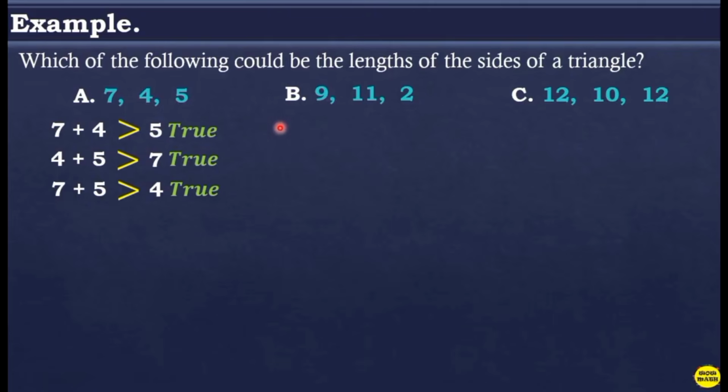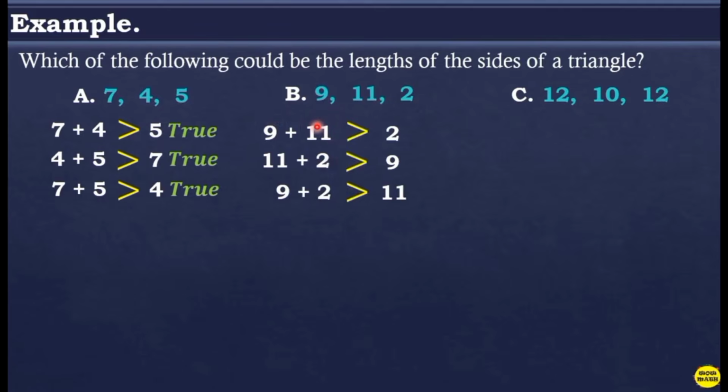So, i-list muna natin lahat ng any two sides ng triangle. So, we have 9, 11, and then ang third side niya is 2. We have 11 and 2, ang third side niya is 11. And then 9 and 2, ang third side niya is 11. So, dapat ang sum ng any two sides is always greater than the third side.